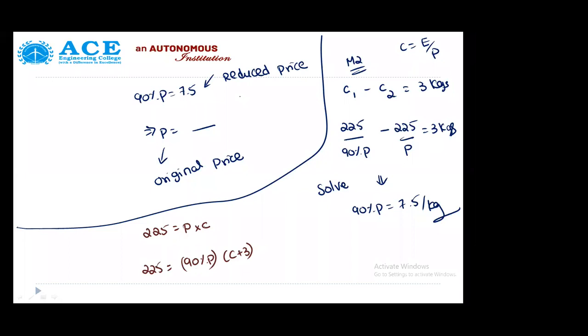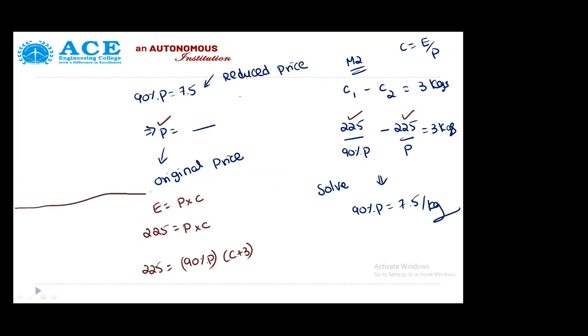What you have to do? P should be converted, or C should be converted in terms of P, because you have to find the P value, right? So C will be 225 by P, and then you do this again. You get the same equation again. Here we consider C as the number of kgs, the consumption. How much you consumed previously is C. Now C plus 3 kgs more you are getting for 225 rupees, because of the 10% reduction in the price.